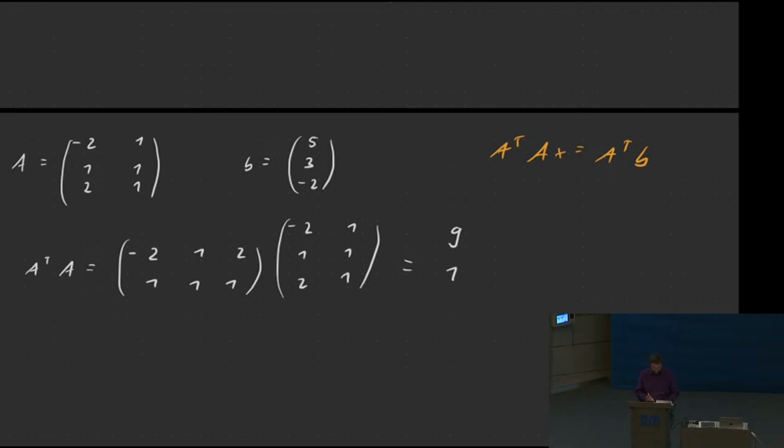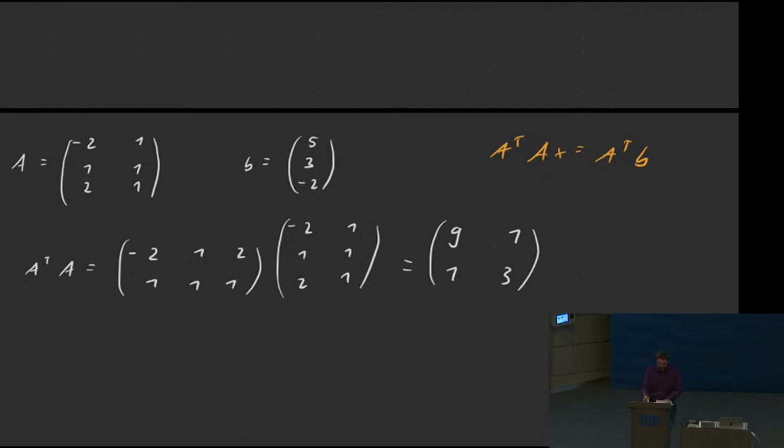For the first row, second column here, I get minus 2 plus 1 plus 2, that's again plus 1. And finally, second row, second column, that's 1 plus 1 plus 1, that's 3.